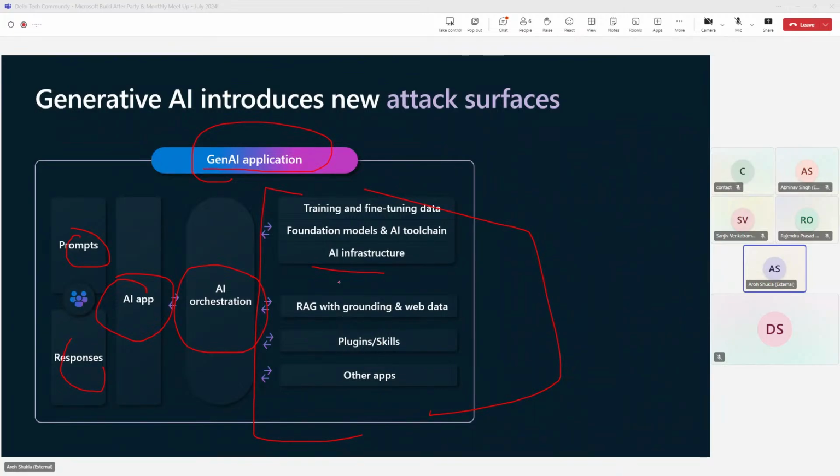So Gen AI, again, I want to repeat, a Gen AI application is very different from your traditional applications, right? Just like not Power Apps, not AI Builder or other types. They need some more control, right?